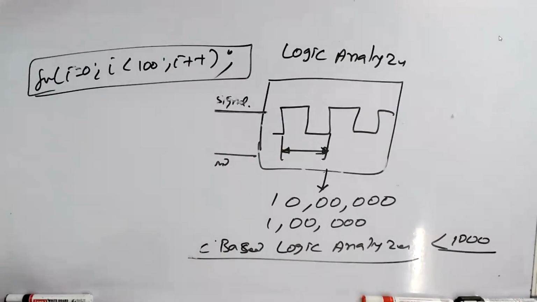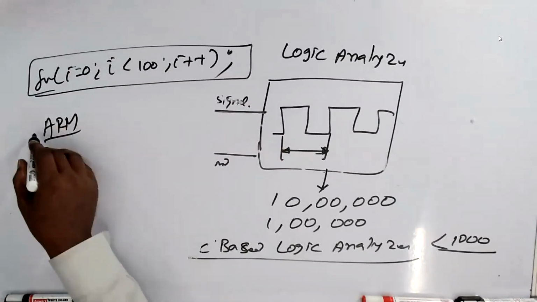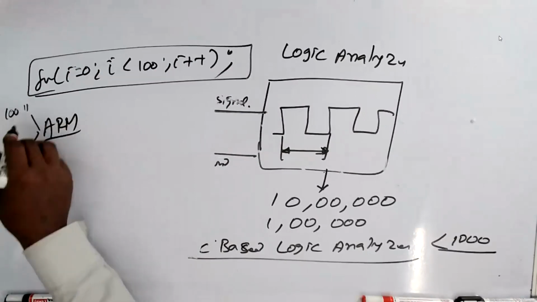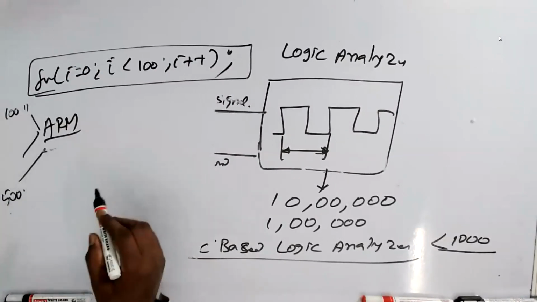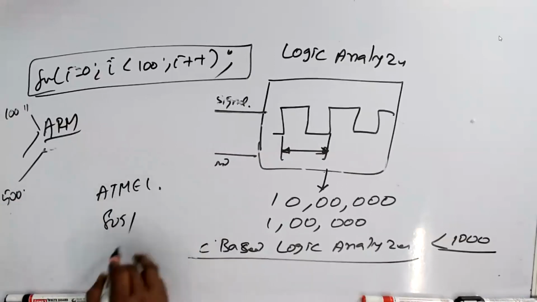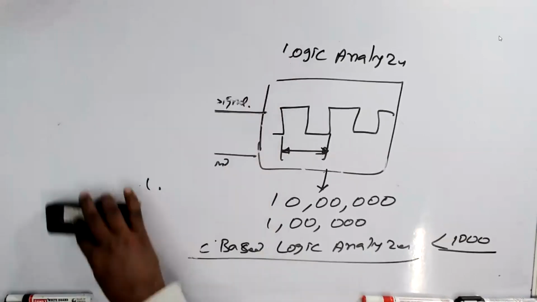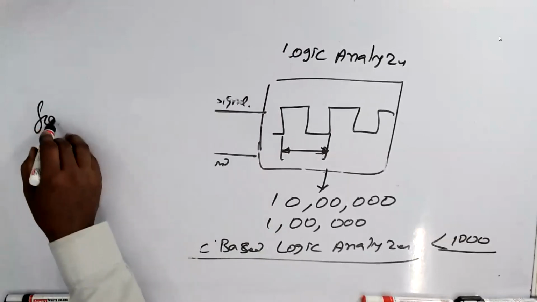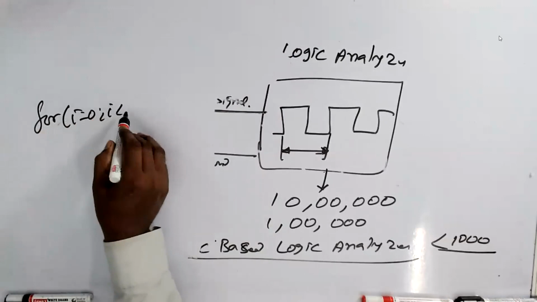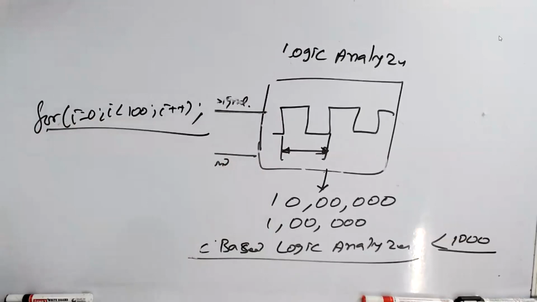Nobody can tell you because that totally depends on the microcontroller or microprocessor. If it is an ARM, it will give you a different speed. The ARM itself at various frequencies, 100 megahertz or 500 megahertz. If you do that on an Atmel, 8051, every microcontroller, if you write this small code for i = 0, i < 100, i++, nobody can tell you how much time it will take. But now I am telling you the easy method.